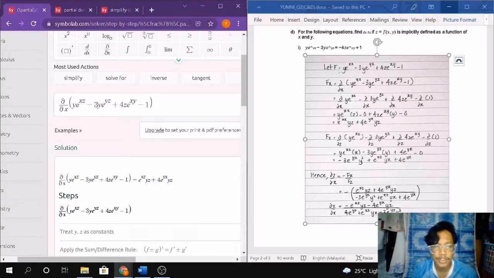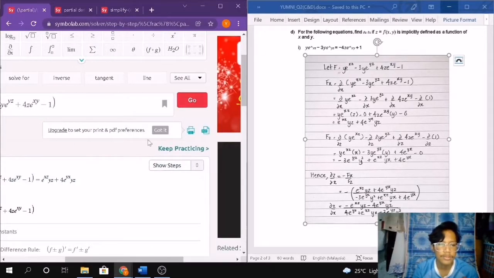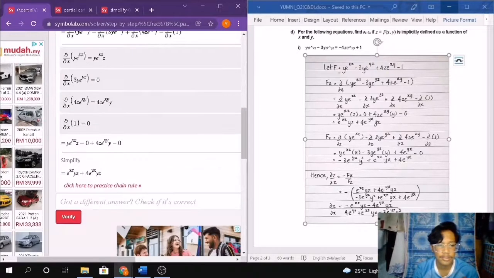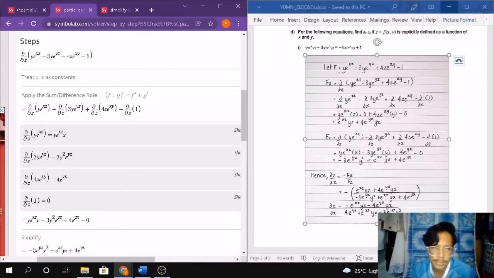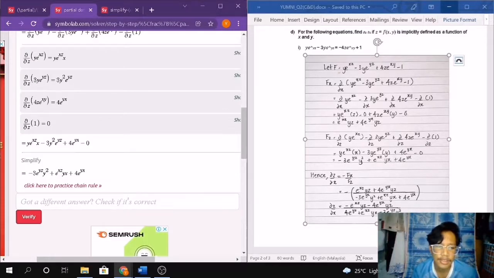And then just put ∂/∂x, click go, and then it will get the answer equal to e^(xx yz) plus 4 e^(yx yz). The answer for both calculation and simulation is the same, so it is proven. Same also for the fz. Just change to ∂/∂z. The answer also got the same for both calculation and simulation.